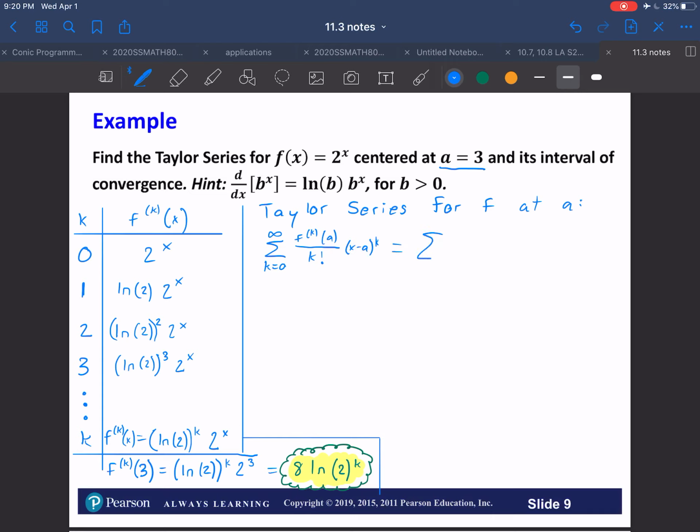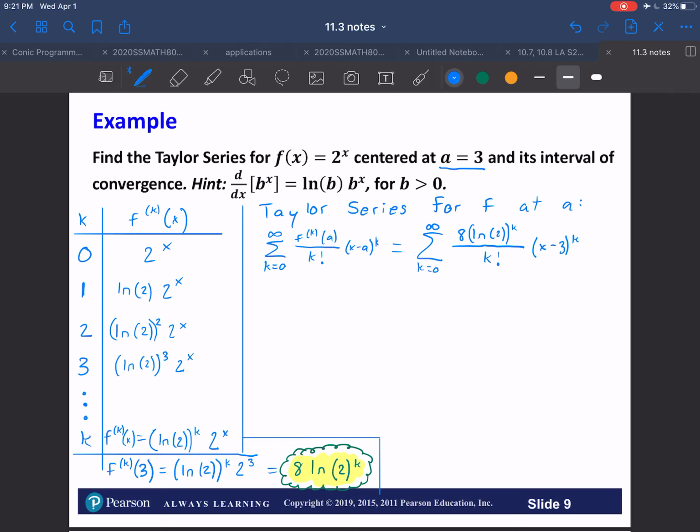In our case, if we plug everything in, that's the sum from k equals 0 to infinity. Fk of a is this thing that we found down here in the cloud, which is 8 natural log of 2 raised to the k power. Note that the only thing raised to the k power is that natural log of 2, not the 8, divided by k factorial times x minus 3 to the k power. So that's our Taylor series.